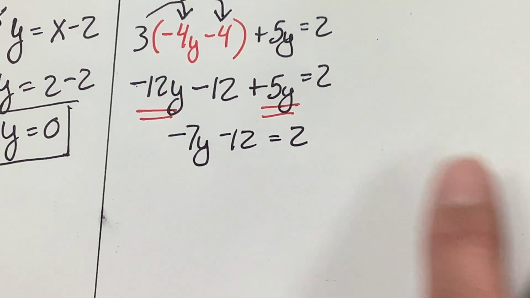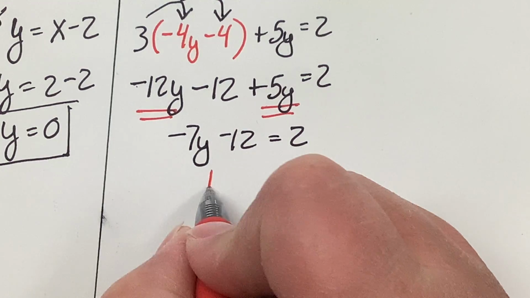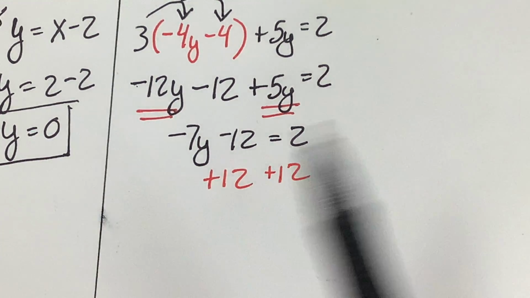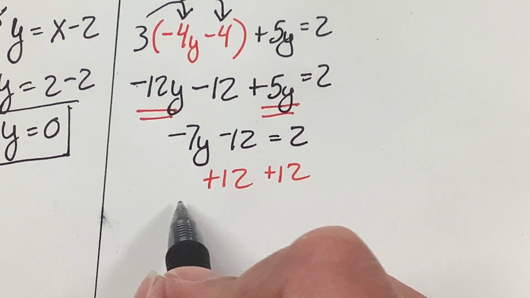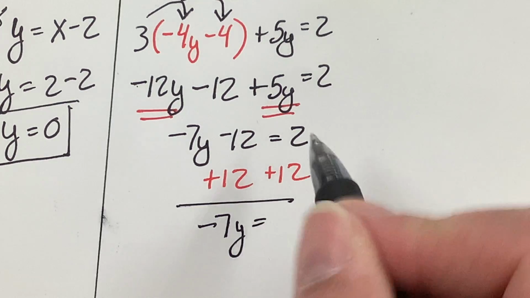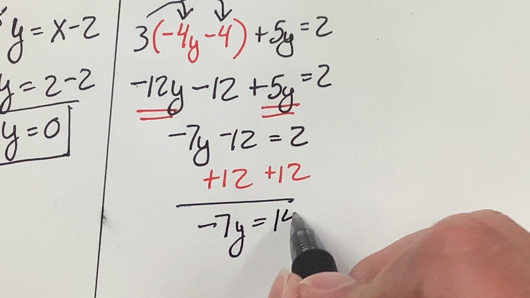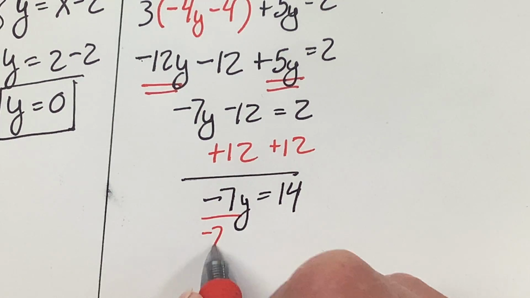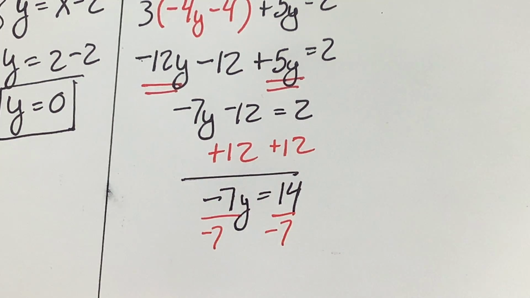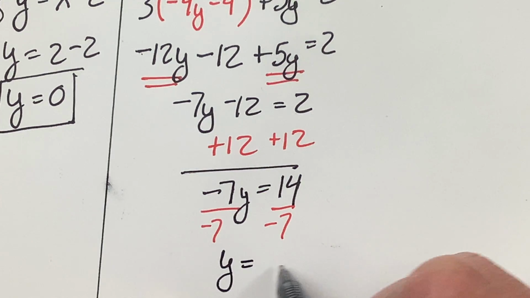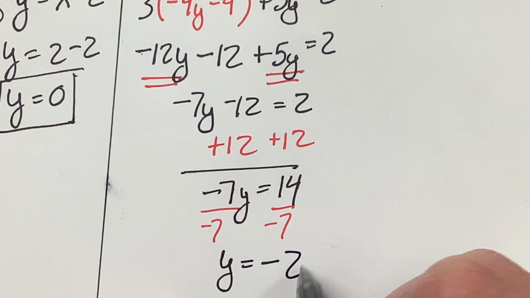And I'm going to add 12 to both sides. Let's see. Positive 12 and negative 12 is 0, so the negative 7y comes down by itself. And 2 plus 12 is 14. Divide by negative 7. And y equals negative 2.